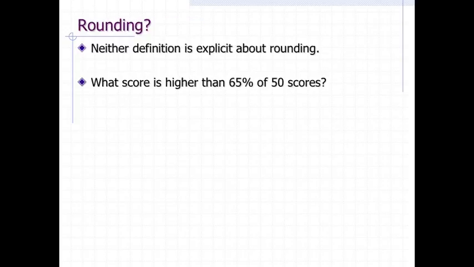Neither of these simple definitions is explicit about how to round off. For example, determining the 65th percentile of a set of 50 scores is problematic since 65% of 50 is 32.5. You could round off and define the 65th percentile as the lowest score greater than 32 of the scores, or you could define it as the lowest score greater than 33 scores.